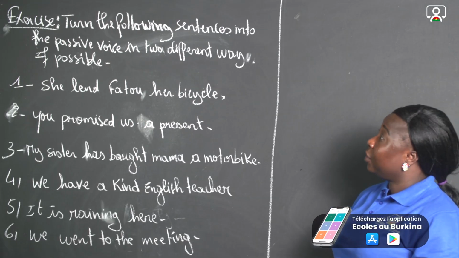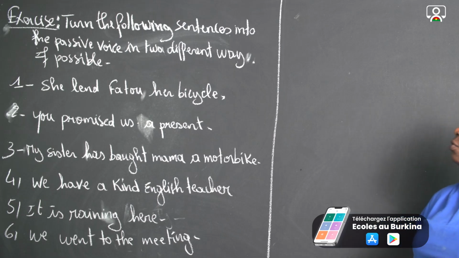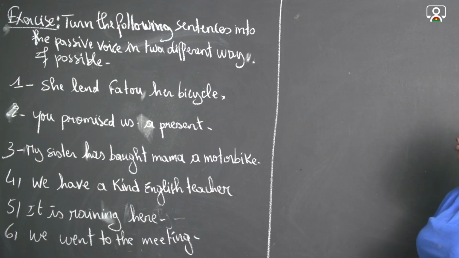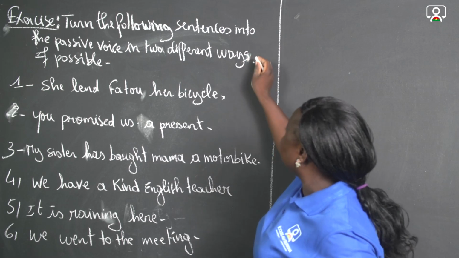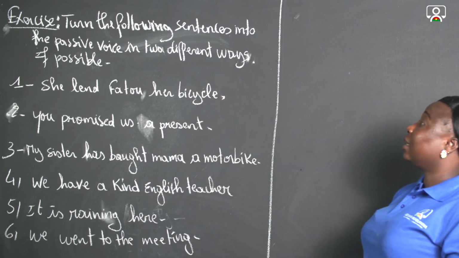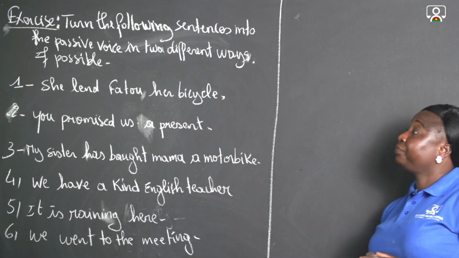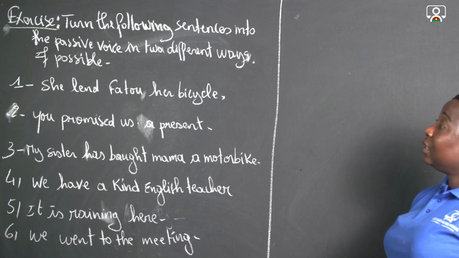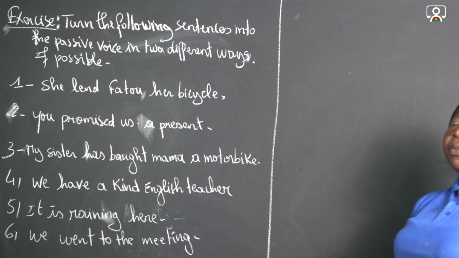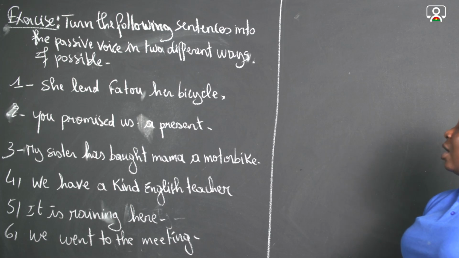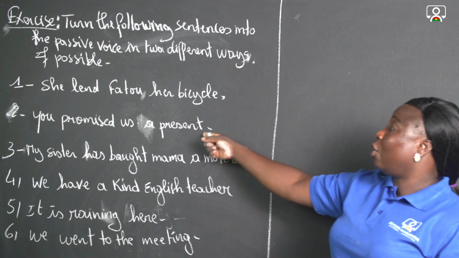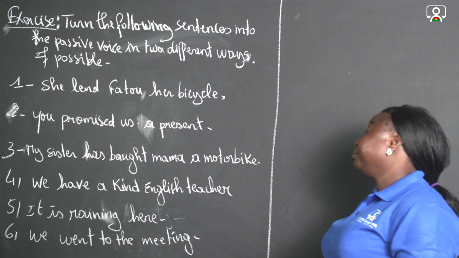Exercise. Turn the following sentences into the passive voice in two different ways, if possible. Sentence number 1. She lent Fatu her bicycle. 2. You promised us a present. Present or a gift, okay?